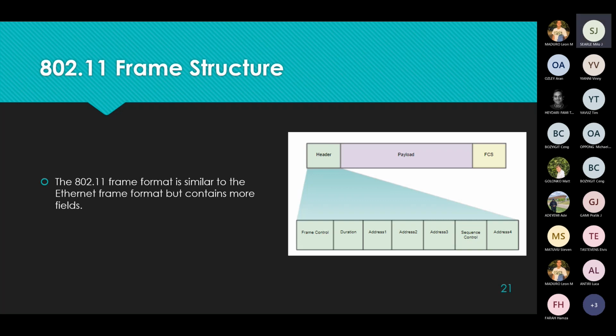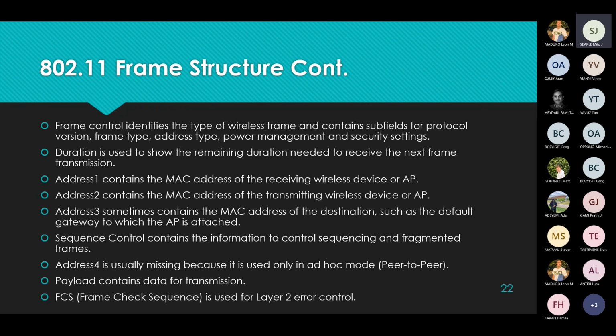802.11 frame structure. The 802.11 frame format is similar to the Ethernet frame format, but it contains more fields. Frame control identifies the type of wireless frame and contains subfields for protocol version, frame type, address type, power management, and security settings. Duration is used to show the remaining duration needed to receive the next frame transmission. Address 1 contains the MAC address of the receiving wireless device or AP. Address 2 contains the MAC address of the transmitting wireless device or AP. Just pay attention to how many addresses you're going to include inside each wireless, 802.11, or Wi-Fi frame.